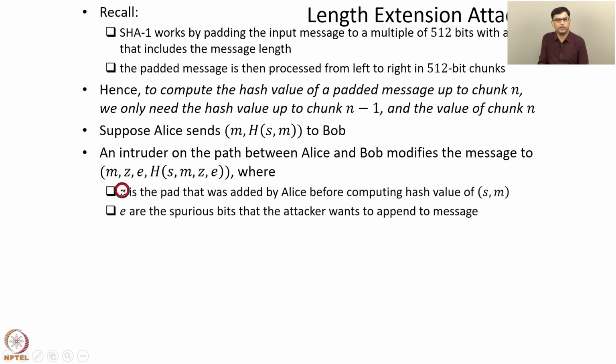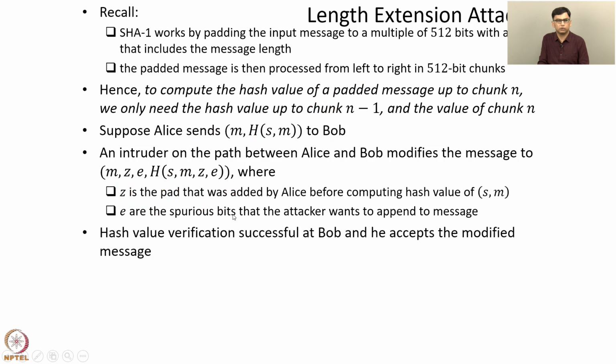You can verify easily that the spurious bits which the intruder wants to add are clearly known, and the padding is not difficult to compute. So once these are known, using this property, it's easy for an intruder to calculate this modified message. The hash value verification is successful at the receiver Bob, and he accepts the modified message.